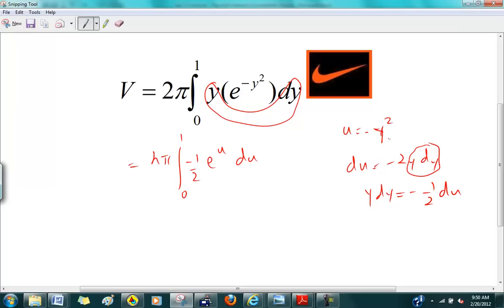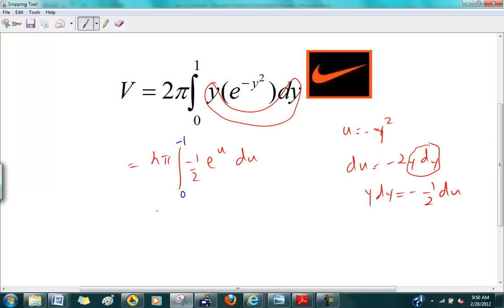Strictly speaking, you want to put y equals 1, so the upper limit would become minus 1. Let me erase this. Put in the new limits now. It's up to you whether you want to do the new limits here, but let's just do that. So what did I say? I said I'm going to put y equals 1, so u becomes negative 1. And then y equals 0, so u equals 0.